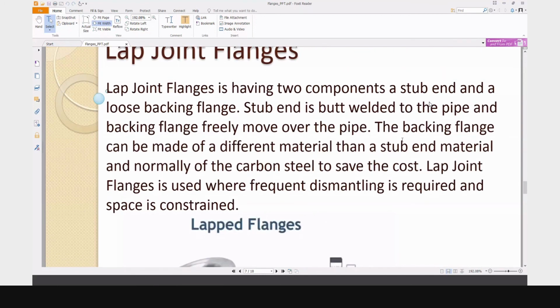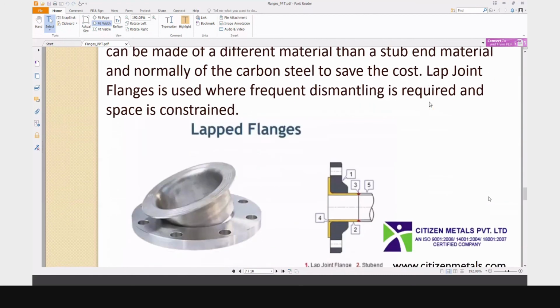Now, the lap joint flange is used where frequent dismantling is required and space is constrained. So where the space in the axial direction is small, or not much space is available, for those cases the lap joint flange may be used.